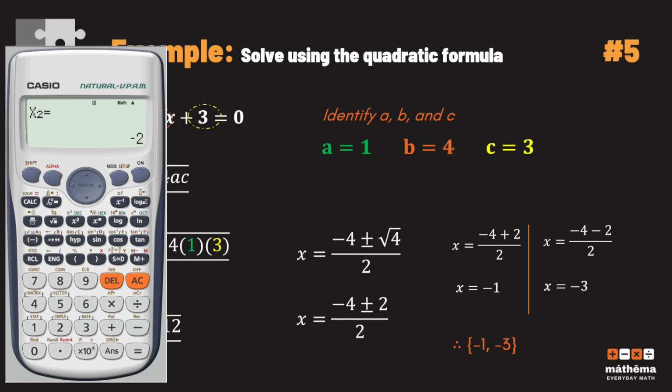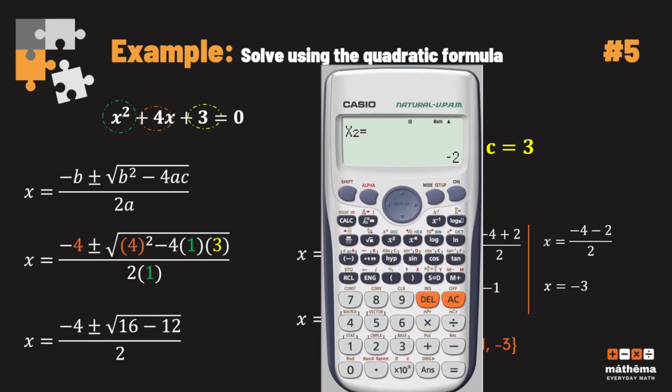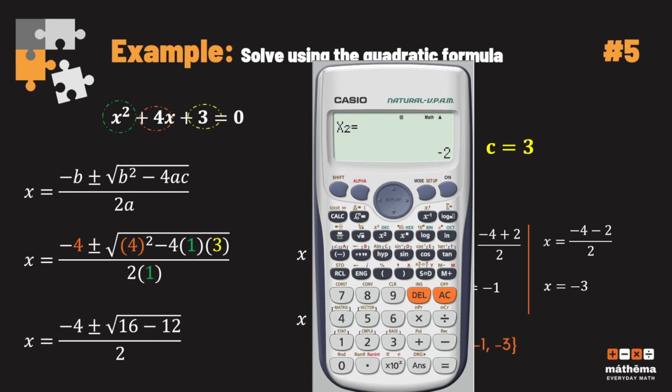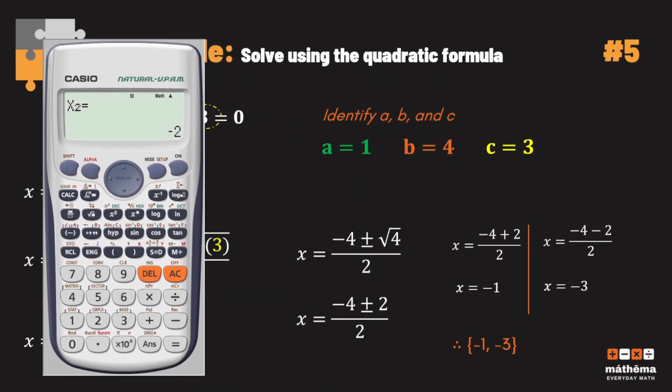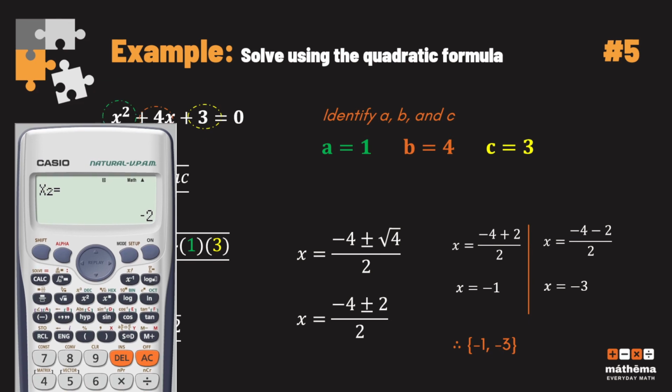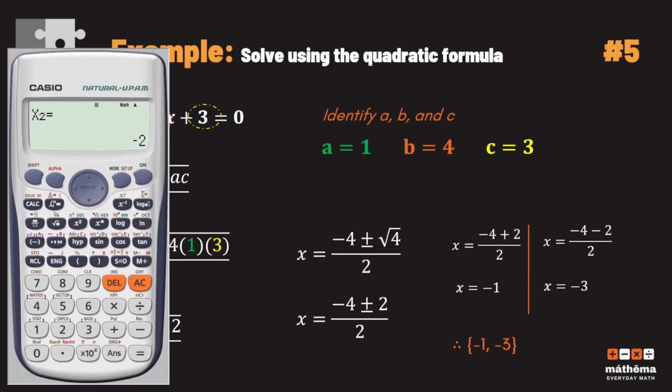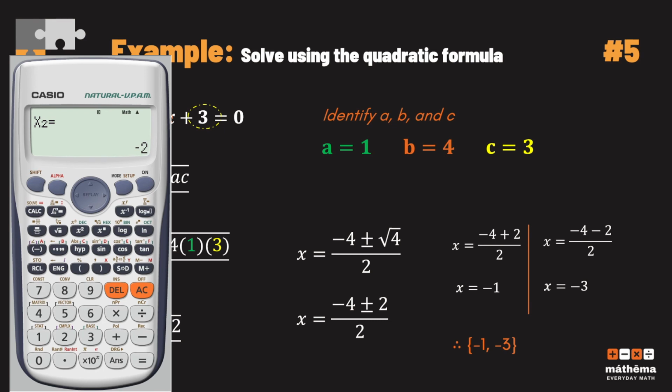Next example, we have here x squared plus 4x plus 3 is equal to 0. And again, the roots are -1 and -3. So our A is 1, our B is 4, our C is 3. We'll input that one in our calculator to check. So we have A is 1, B is 4, C is 3. Equals, and click equals again. So our roots are -1 and -3.